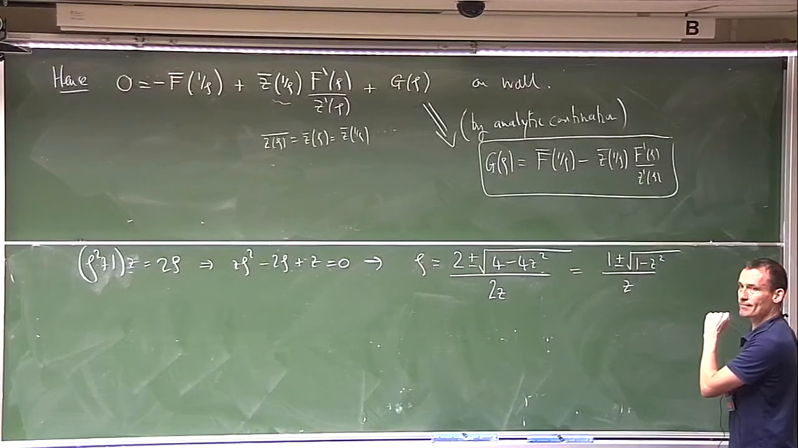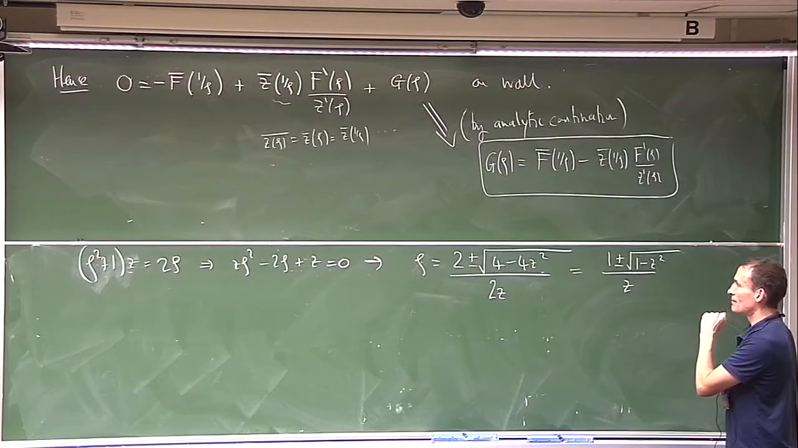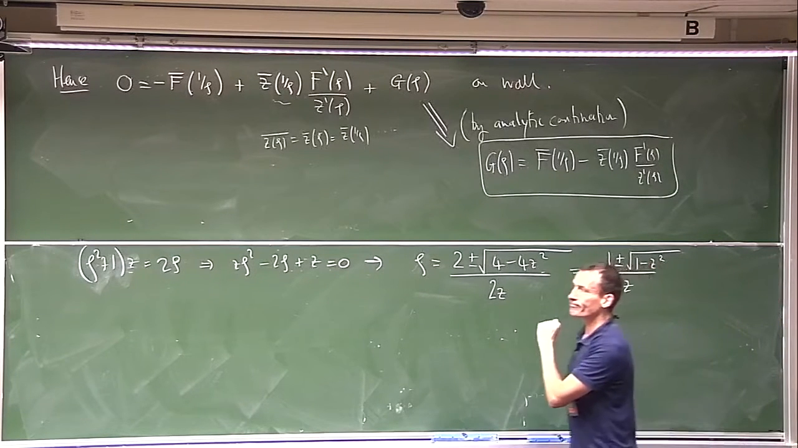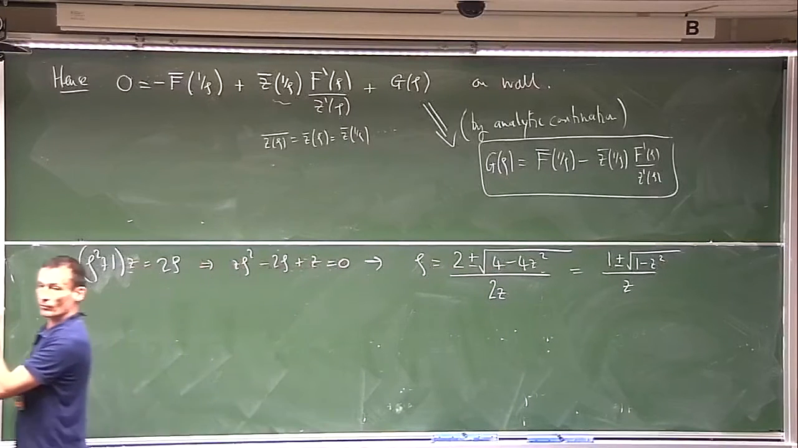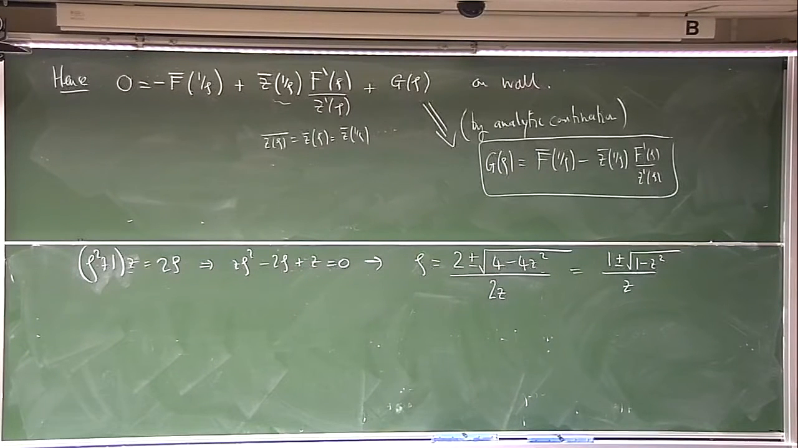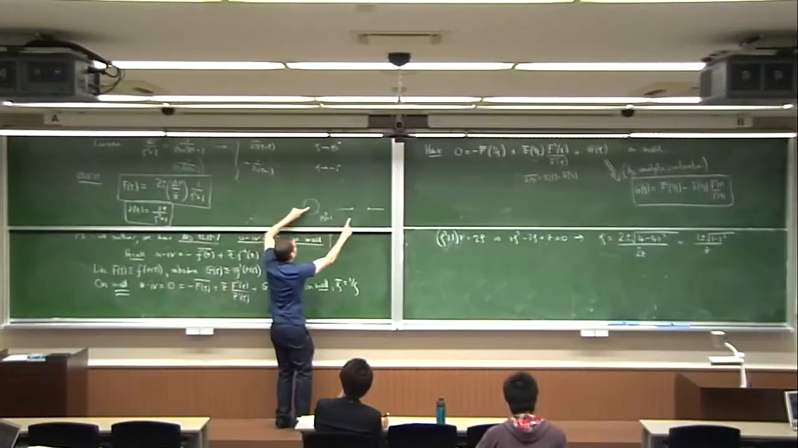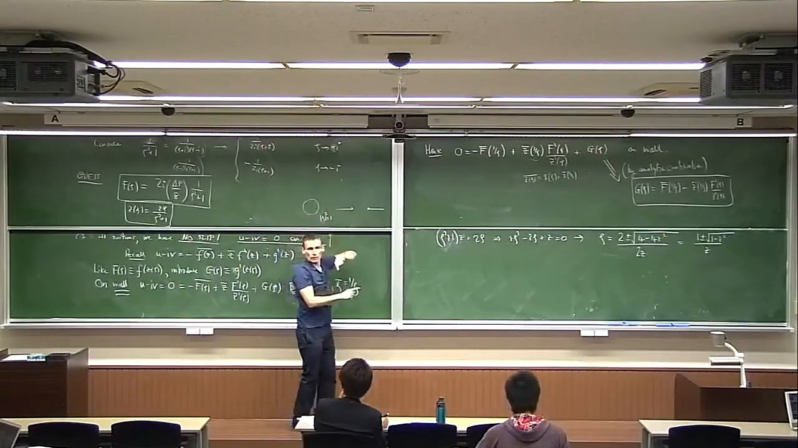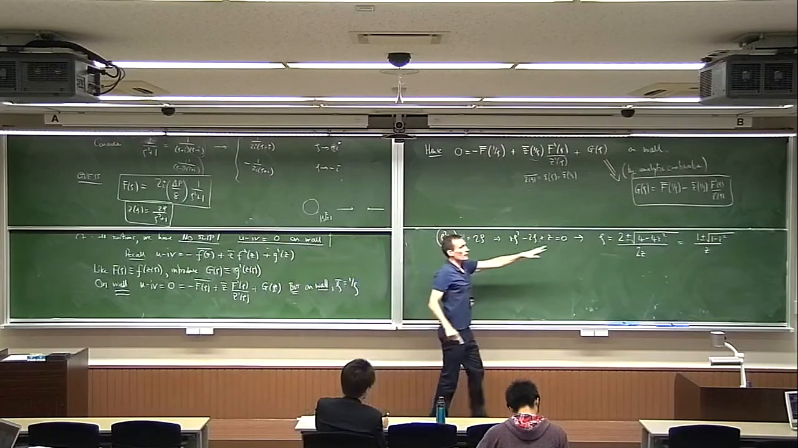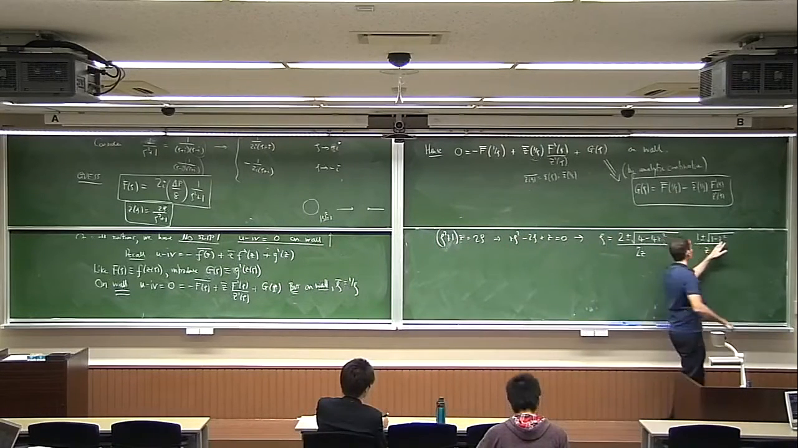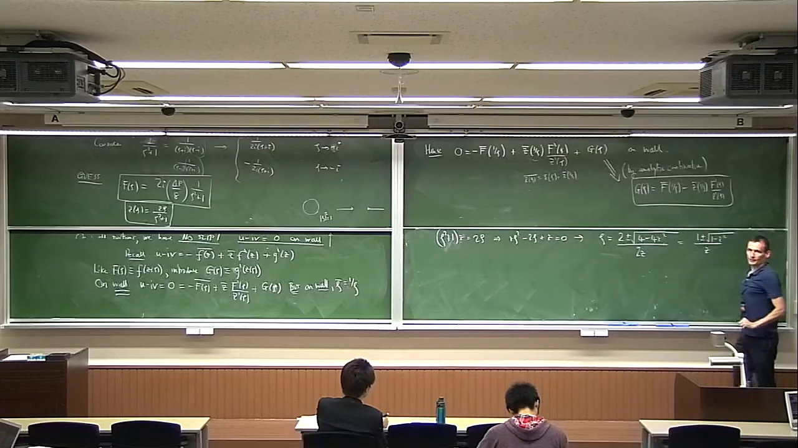Which route do I take? Well, look, zeta tends to 0, z tends to 0. So this tends to this point, which means that as z tends to 0 here, I better have this tending to 0. So I'm on the same branch.